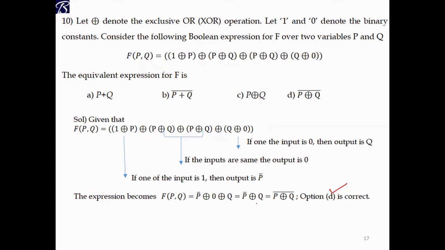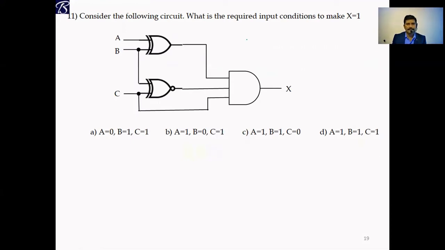Please pause the video and note this down. A logic circuit is given. What are the required input conditions to make X equal to 1? If you want to get 1, what may be the inputs? A, B, C, we need to find out.